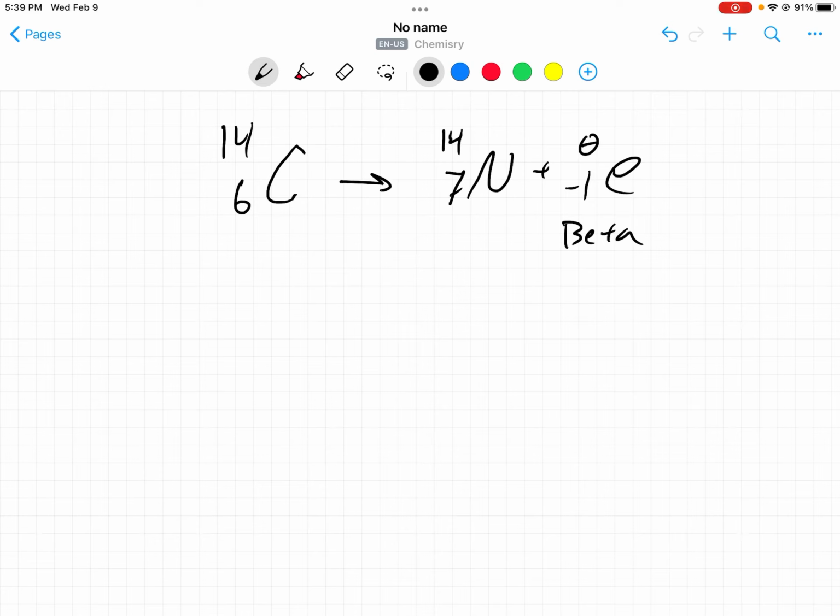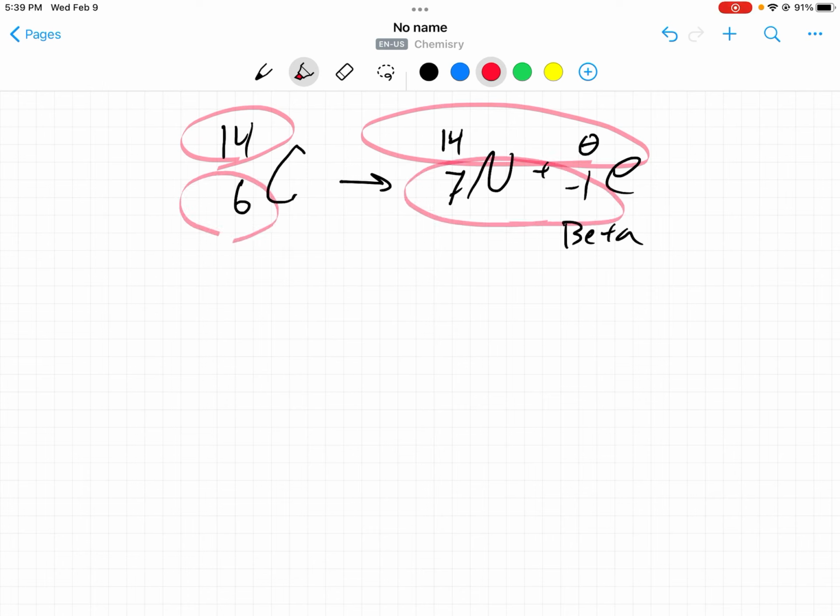We know that. And so if you look, 14 on the left is equal to 14 plus 0 on the right, and 6 on the left is equal to 7 plus -1 on the right. So the two numbers should balance out. For any beta decay, that's always going to be true. The left side top, right side top will be the same. 14 equals 14. And same with the bottom, 6 equals 6. Okay, but you do so by removing an electron.